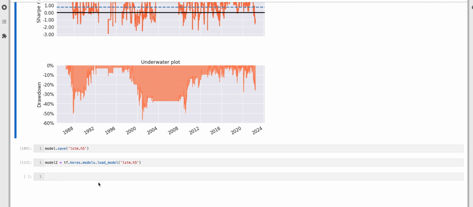This is all for this experiment on LSTM for the algorithmic trading.